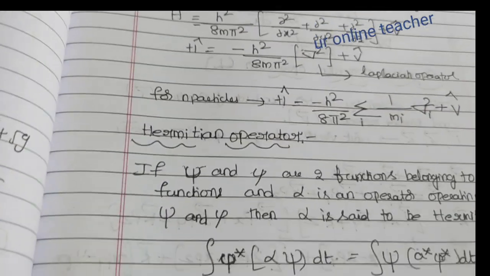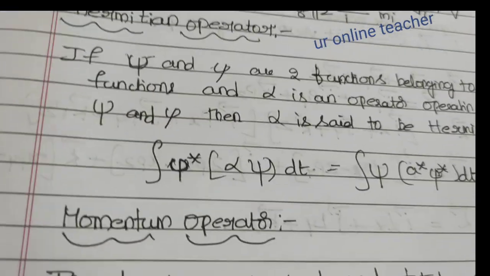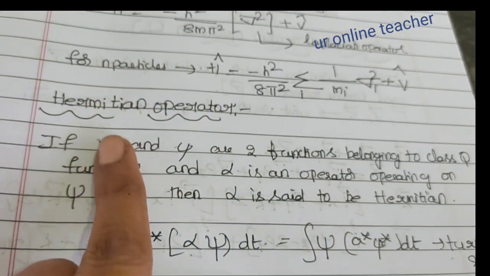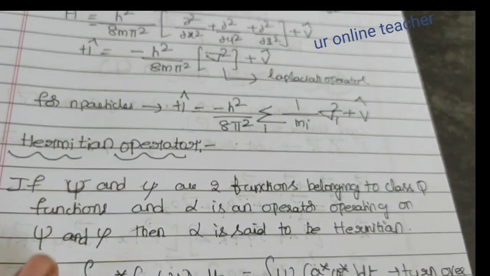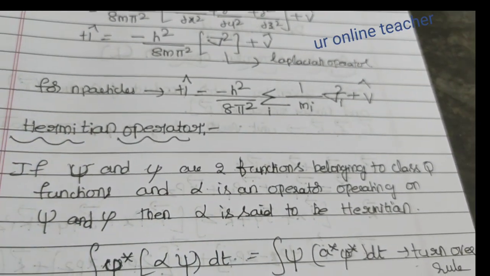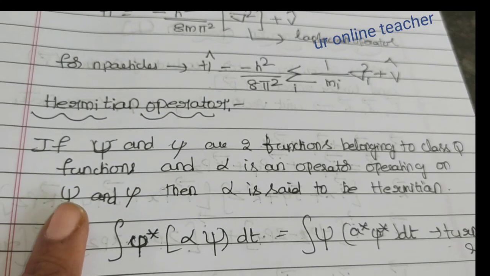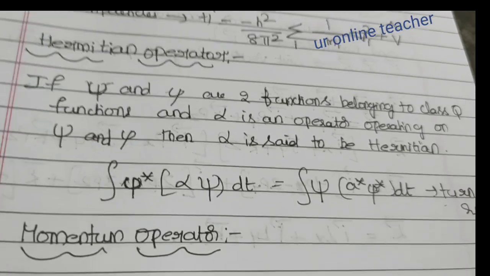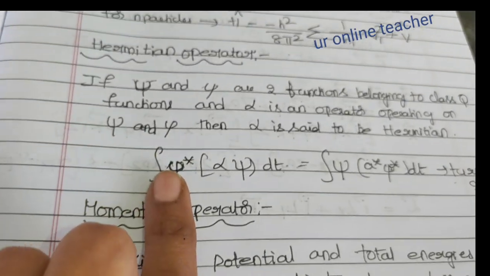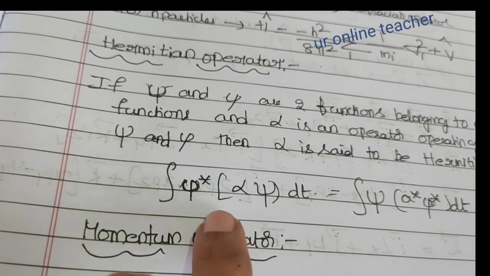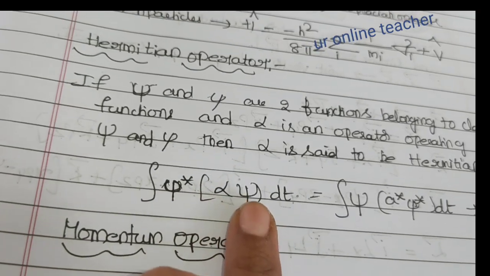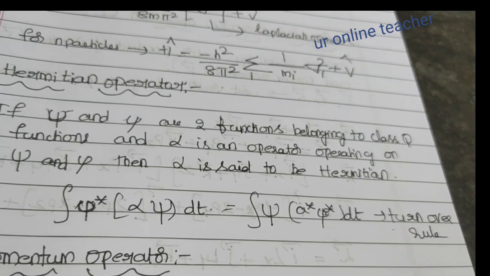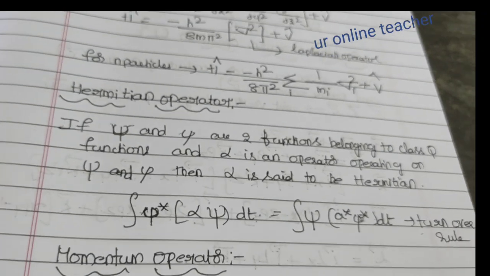That's all. Next, what is the Hermitian operator? If these two are functions belonging to the class of Q functions and alpha is an operator for them, then the alpha is said to be the Hermitian operator. We give the equation: integral of psi star alpha psi dτ is equal to the same with the functions reversed. So this is the Hermitian operator.